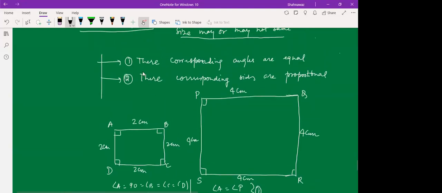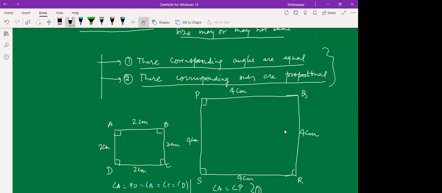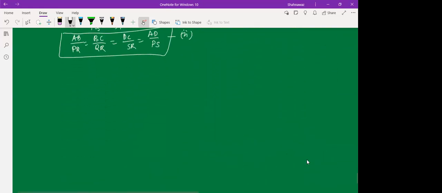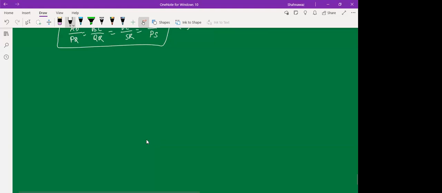Yes, sir. The same holds for any polygons, and for triangles also; you can check for the equilateral triangle. If these two conditions are fulfilled, then those polygons would be called similar figures. So this was about the first exercise. Any doubt? No, sir, no doubt.